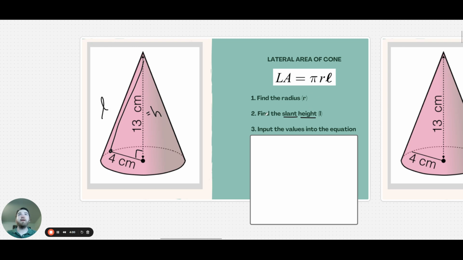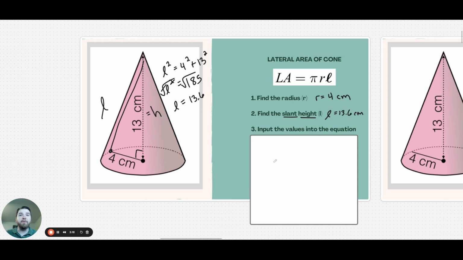First step is finding the radius. Well, the radius is just from the center point to the outside of the circle. So my radius is just going to be 4 centimeters. And then my slant height, sometimes it'll be given to you. If it's not, then just treat this as the Pythagorean theorem. So c squared, or the hypotenuse squared, is equal to a squared plus b squared. And so when I go through and do that, I get that my slant height squared is equal to 185. And then I just have to square root both of those sides. So the square root of 185 comes out to be about 13.6. And so the slant height here is just going to be 13.6 centimeters.